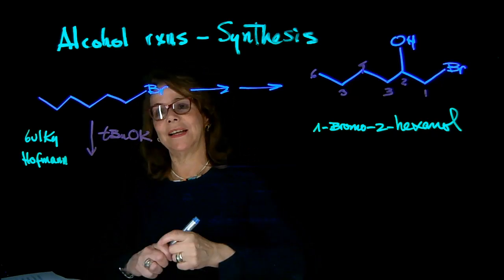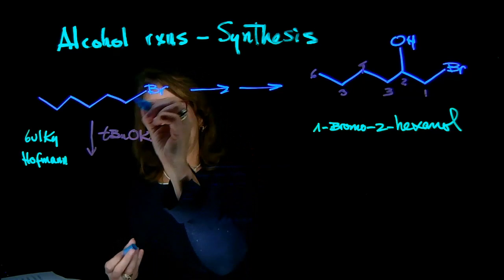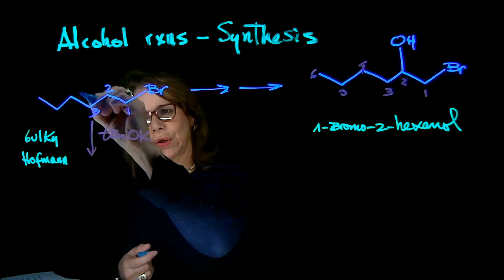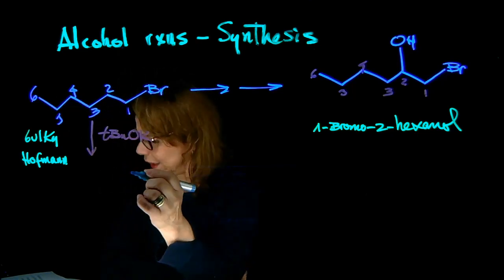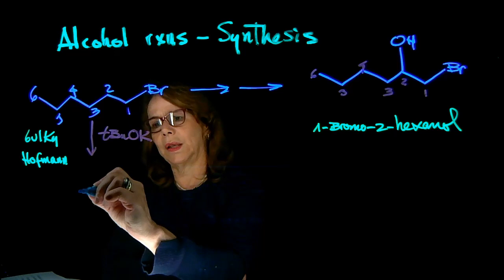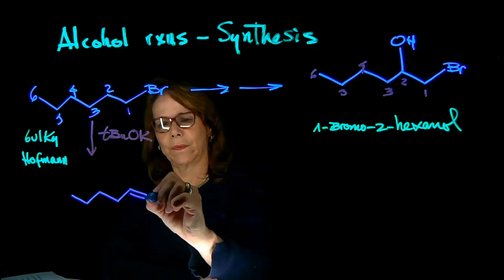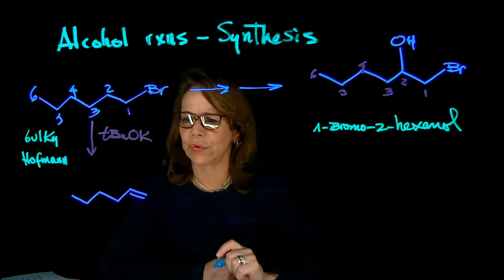Having said that, it is in fact the only alkene that we're going to get because the leaving group is on carbon 1, 2, 3, 4, 5, and 6. So here you can get the following alkene. So once you have that alkene, what can we do to introduce that?